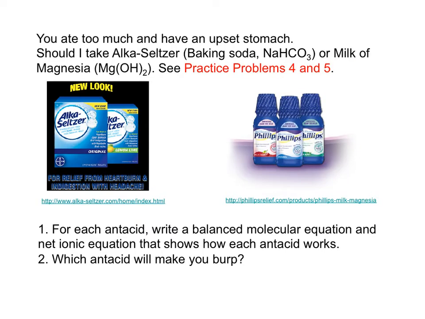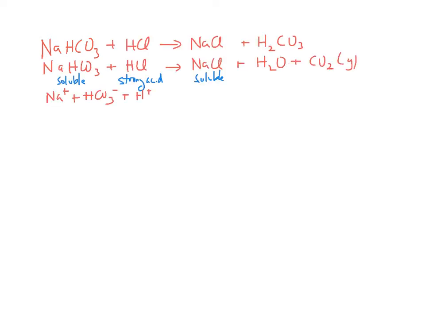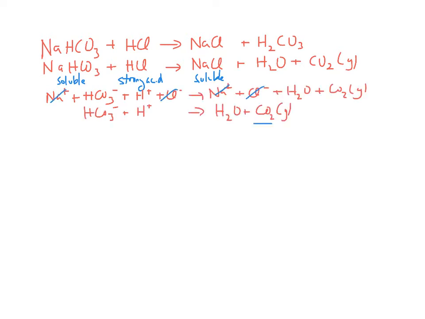You ate too much and have indigestion. You know, Alka-Seltzer and milk of magnesia are two very common antacids. Stop the video and figure out which antacid will make you burp. And the answer is, Alka-Seltzer is baking soda. The acid in your stomach is hydrochloric acid. Remember, when H2CO3 forms as a product, replace that with H2O and CO2. So Alka-Seltzer will make you burp.